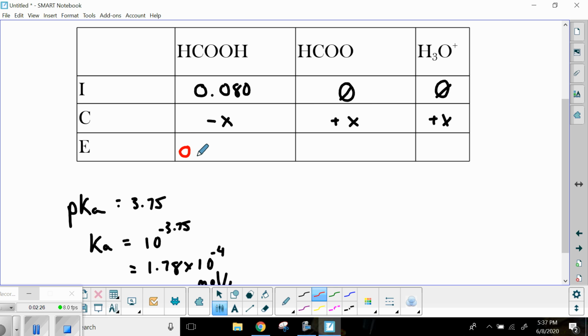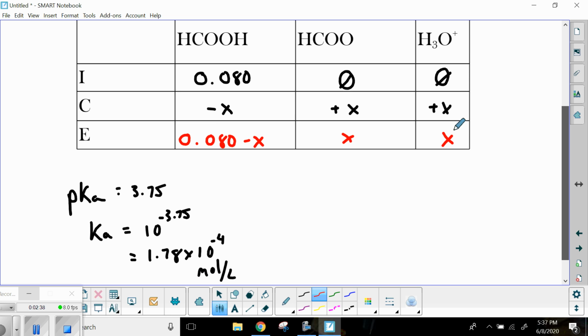And so now I've got some expressions I can write. I can say 0.080 minus X, X, and X. Now, the goal here is to figure out X. If I figure out X, I'll know the concentration of hydroniums. I can negative log that, and I can get the pH. But watch what happens when I set this thing up.